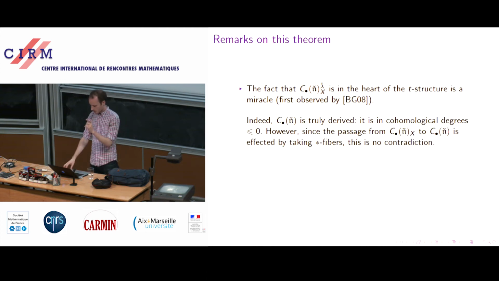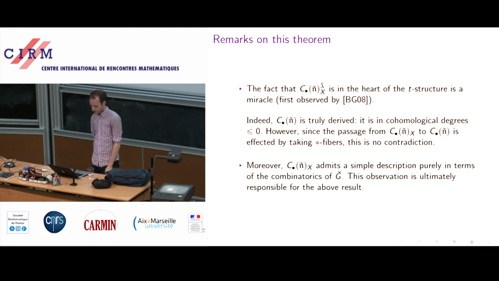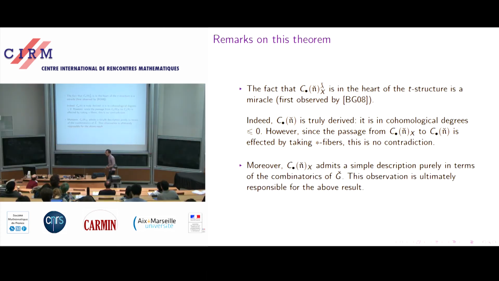This was the thing I explained to Misha before. There's no contradiction. The star fibers a priori only live in degrees less than or equal to 0. The homological Chevalley complex does too. And moreover, as a sheaf, I said it lives in degree 0. It's a perverse sheaf, and you can describe it completely in terms of the basic operations of perverse sheaves, like middle extension and star extension.